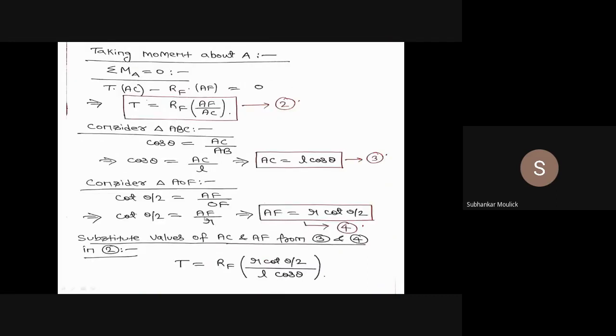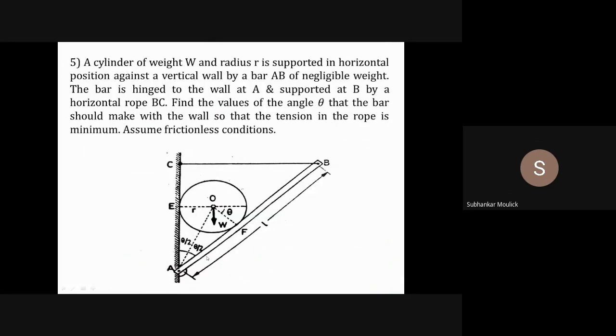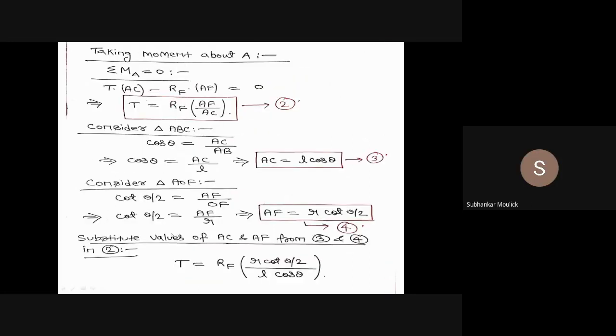So AF is OF, and OF is small r. So I can write AF is equal to r cot theta by 2, equation number 4. Is it clear? Equation number 4. AF is r cot theta by 2. Any doubts? No, sir, no doubt. Fine.